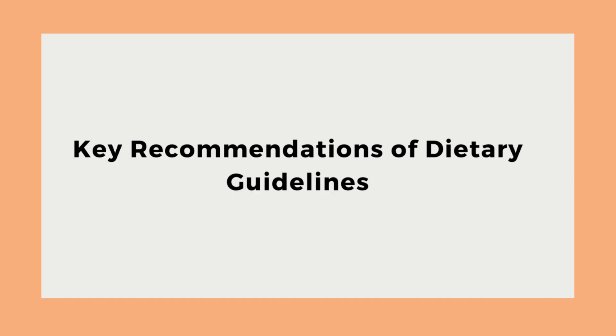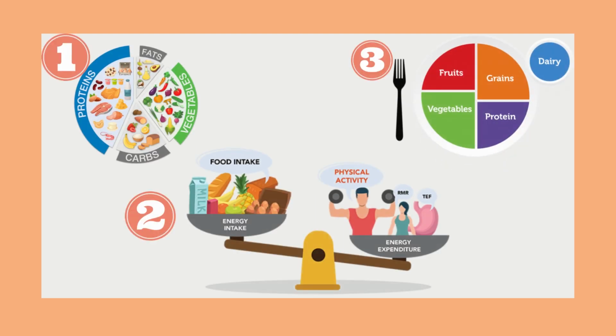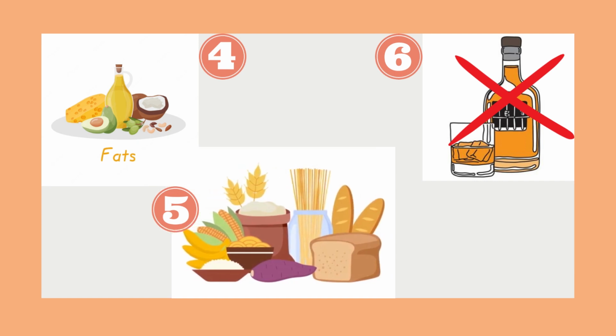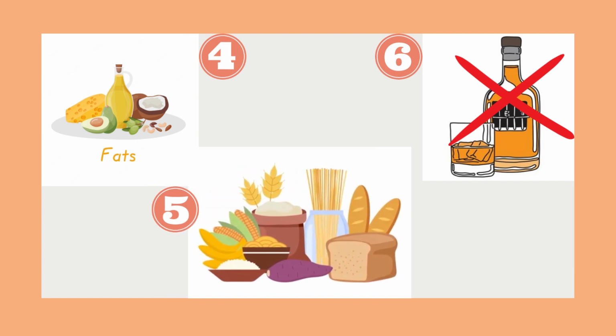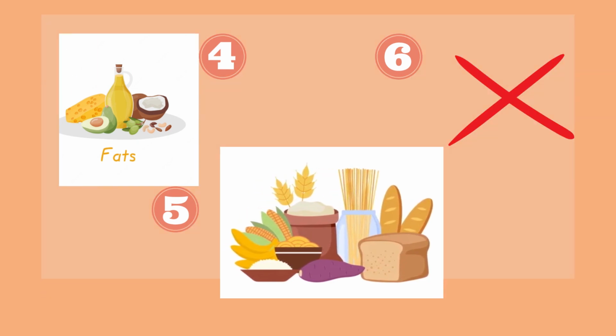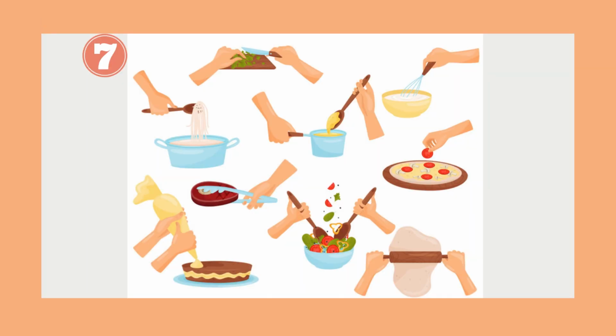The key recommendations of the dietary guidelines are: consume a variety of foods within and among the various food groups. Balance calorie intake with expenditure to manage body weight, but be physically active every day. Choose more fruits and vegetables, whole grains, and low-fat dairy products. Choose fats wisely. Choose and prepare foods with little salt. If you drink alcoholic beverages, do so in moderation. Prepare, handle, and store food safely.